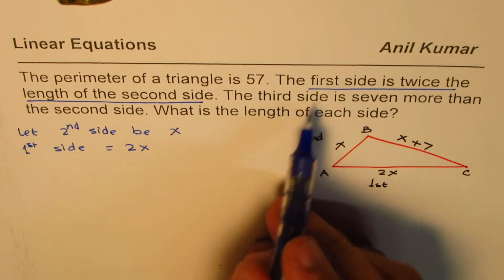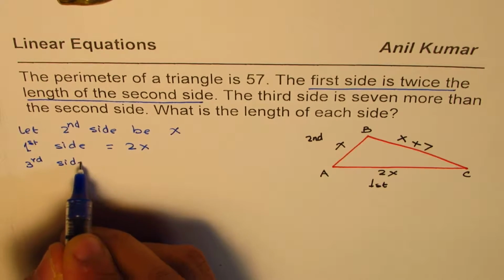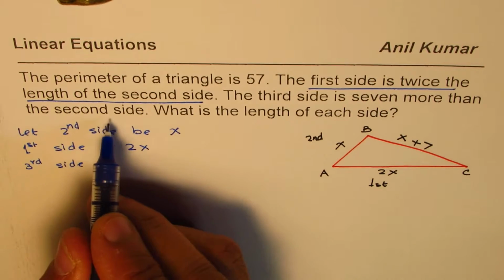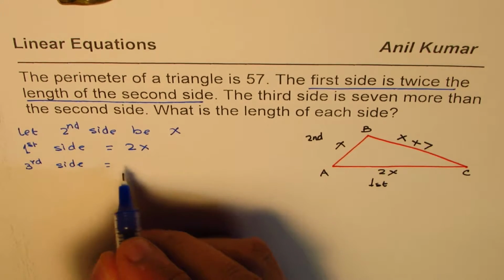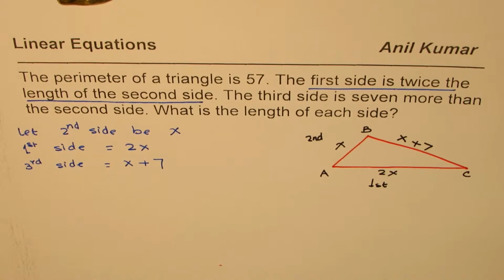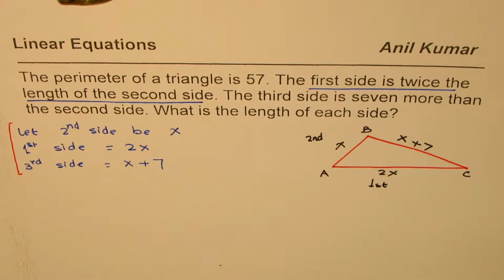Now we are talking about the third side. The third side is equal to 7 more than the second. Second is x, right? So it is x plus 7. Do you get this? So like this, we first define all our variables. That's the first step. We try to understand and make a figure. Now let's read the question once again.